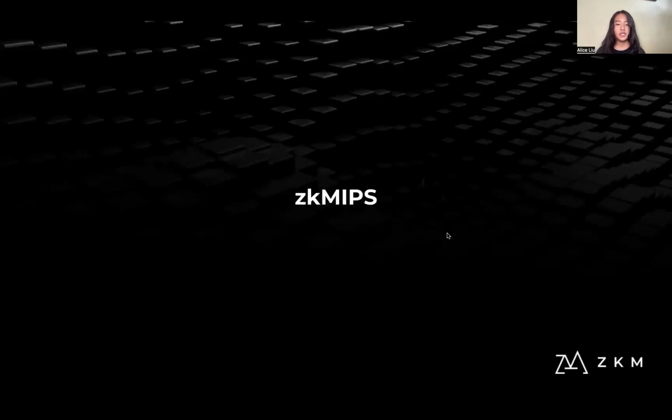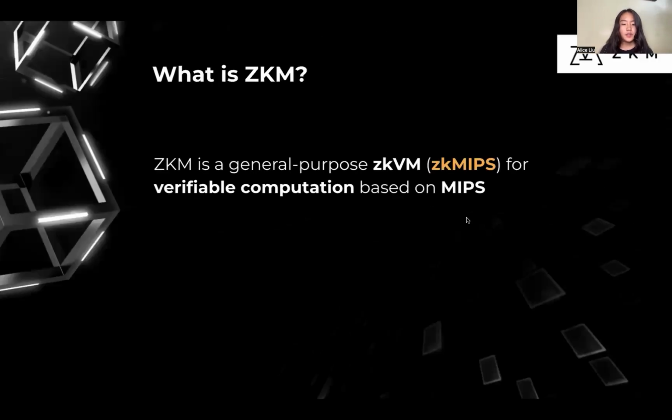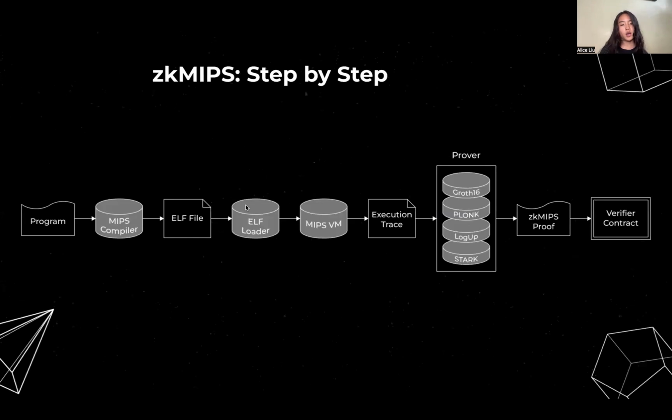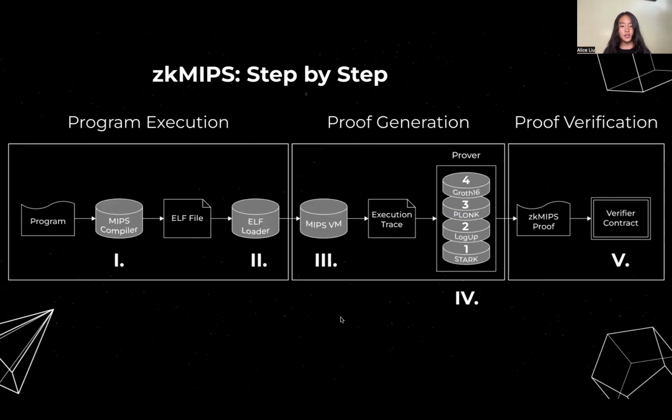We'll take a deeper look into zkMIPS specifically and how it works. This is a broad step-by-step overview of all the components involved within zkMIPS. This process can be separated into 3 different parts. The first part is the program execution, then there's the proof generation, and then the last part is the proof verification phase.